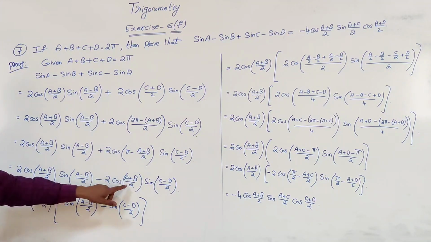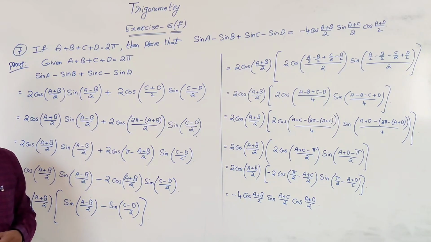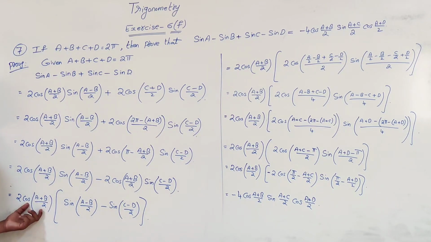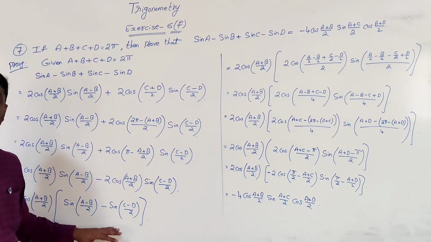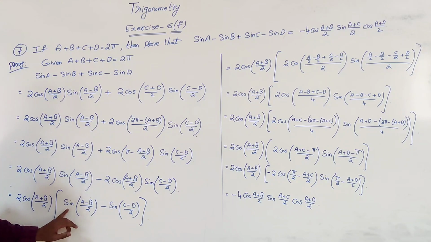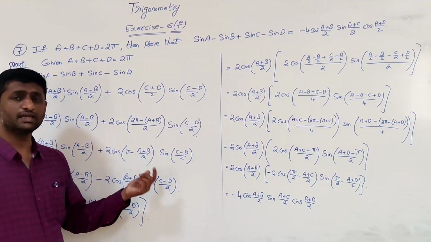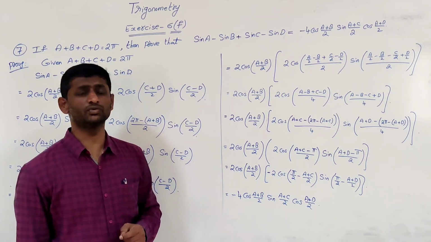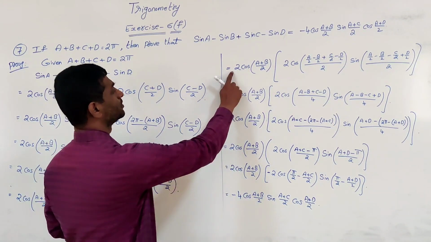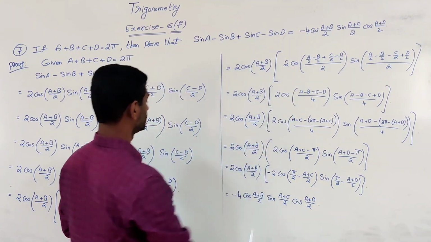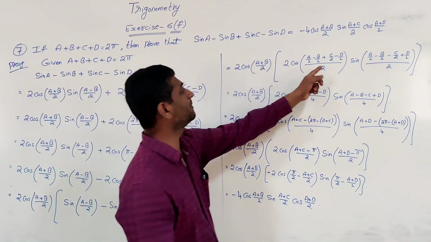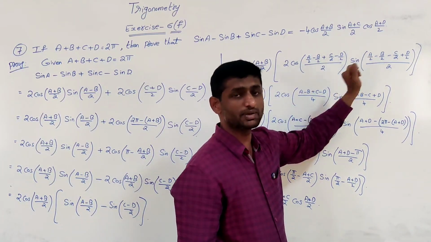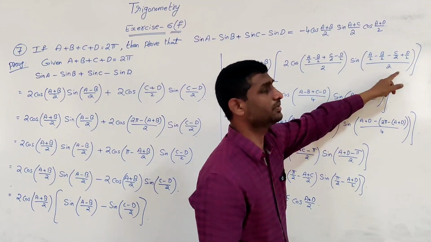So from these two terms, 2 is common and cos of (A plus B)/2 is also common. So if we consider this common element, then sin of (A minus B)/2 minus sin of (C minus D)/2 will be left over. Again we can apply the transformation. It seems to be like sin C minus sin D. So again sin C minus sin D is 2 cos (C plus D)/2 sin (C minus D)/2. So 2 cos (A plus B)/2, 2 cos of ((A/2 minus B/2) plus (C/2 plus D/2)) whole divided by 2 into sin of ((A/2 minus B/2) minus (C/2 plus D/2)) whole divided by 2.